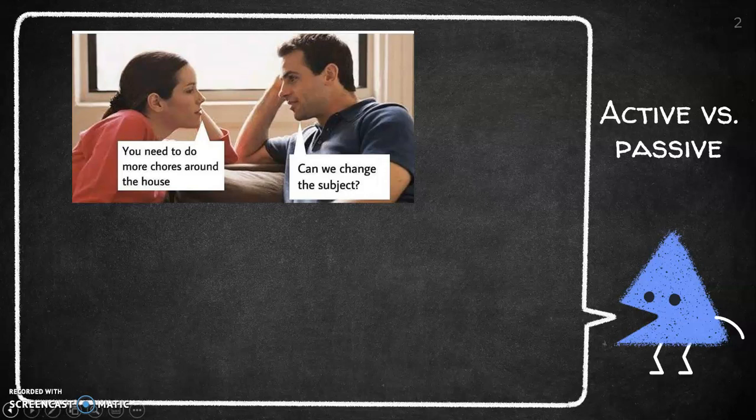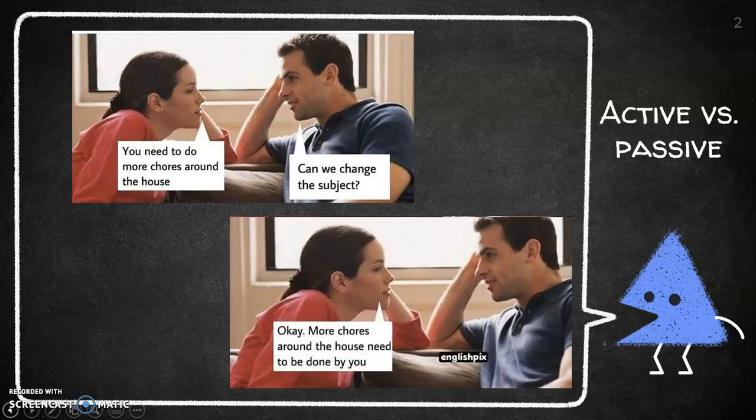Of course. In this case, we will say more chores around the house need to be done by you. What we did in here was what the man asked us exactly, changing the subject, but we also did a typical change between active and passive voice. If you notice, we are not talking anymore about the man, but we are talking about the chores. But that's not exactly the only thing that changed. So we are going to explore the sentence a little bit more in detail.